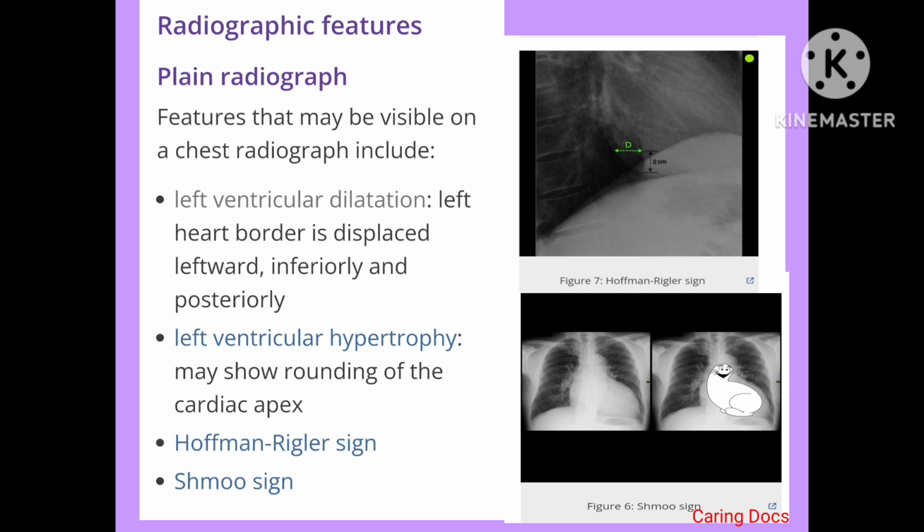The second sign is the Schmoo sign. It is basically taken from an old comic picture which was very popular in the 1940s. Here we can see a prominent left heart border and dilated aorta, which correspond to Schmoo's body and head. The picture given below shows the Schmoo sign, and the picture above is suggestive of the Hoffmann-Rigler sign.